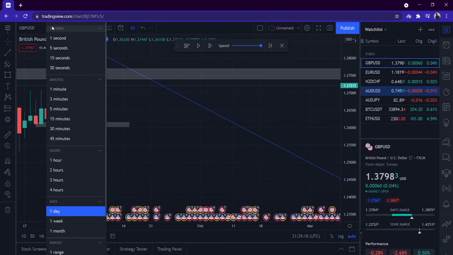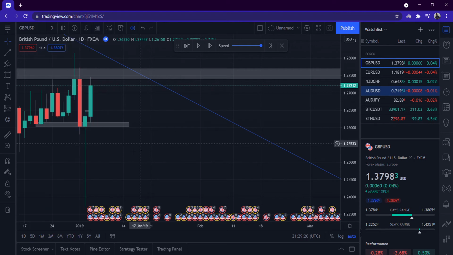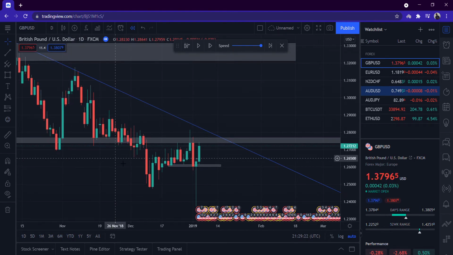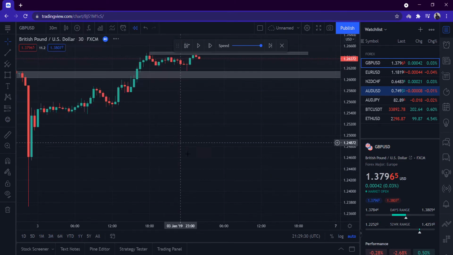So let's go back to the lower time frames. I went on the daily so that I could see what kind of momentum I'm looking at, because remember it came down here, now it became bullish for a while, right? So let me go back to the 30 minutes time frame.